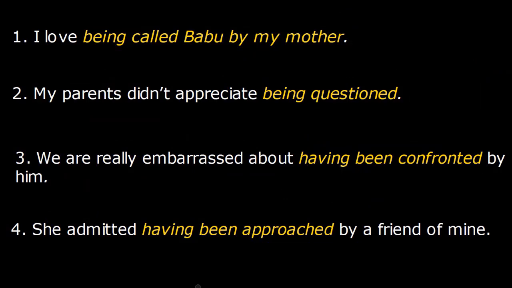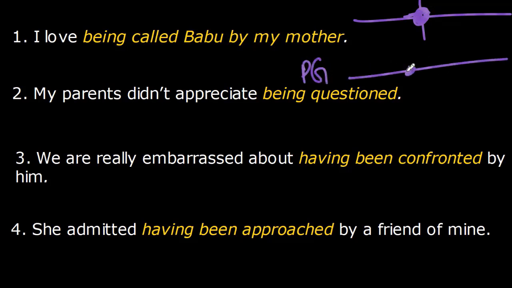Now, what is the difference between a simple gerund and a perfect gerund? A simple gerund refers to the same time the main verb refers to, or maybe a time which is close to the time the main verb refers to, in the past, present or future. When we talk about a perfect gerund, it refers to a time that is prior to the time the main verb refers to. So if the main verb refers to this time, it will refer to a time here, prior to this time, but always prior to the main verb.